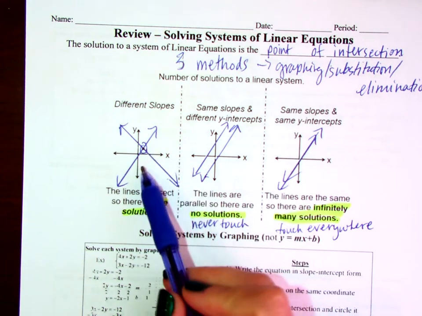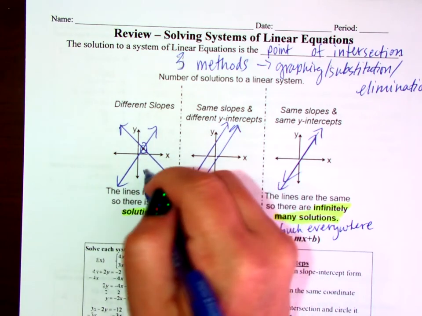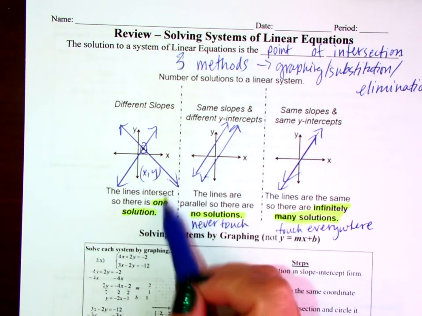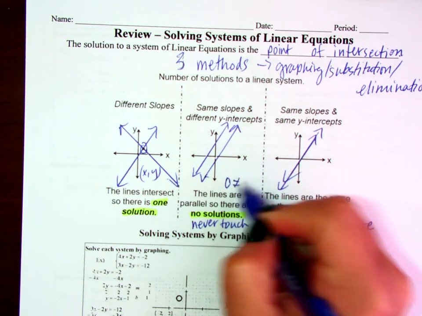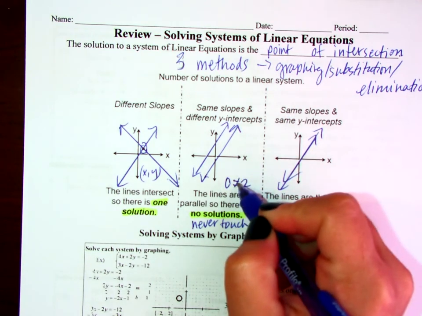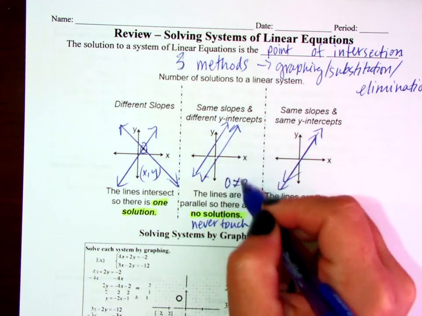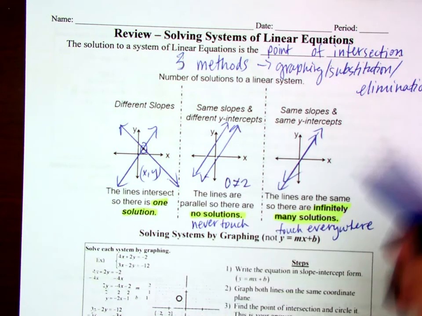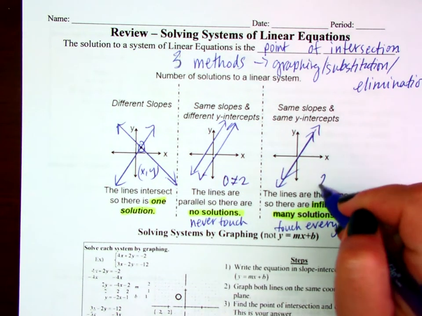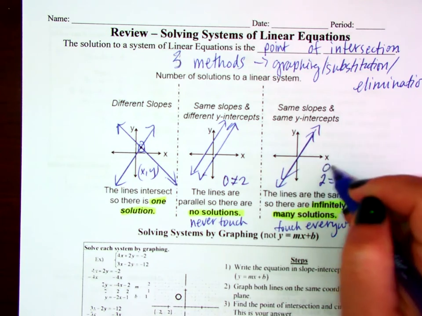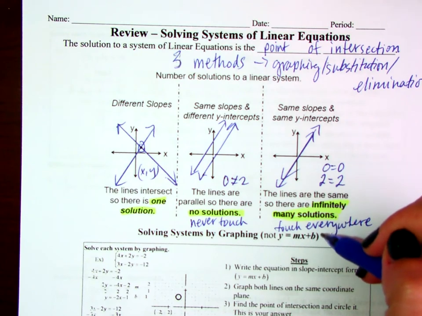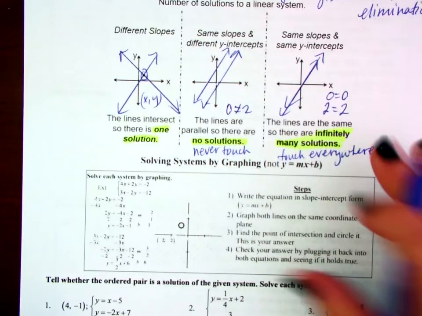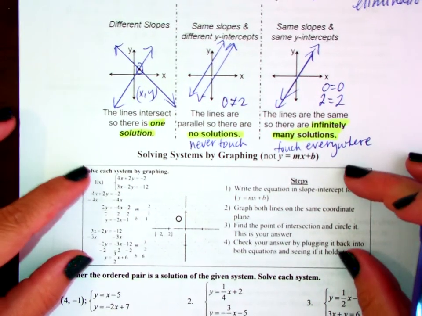So remember that if you get a system that has an x, y coordinate pair, it is a one solution system. If you get a system that says 0 equals some number, which is not true, it means they never touch. This statement is not true. They never touch. And if you get a system where you get some number equals some number, then that is always true. Then it is an infinite many solution system. These are just quick reviews on how to do these in case you need to remember the steps.